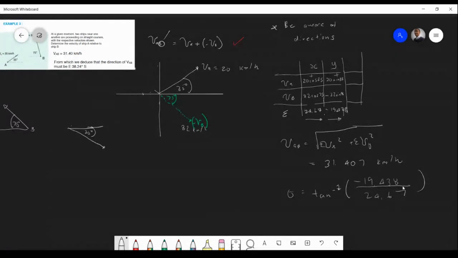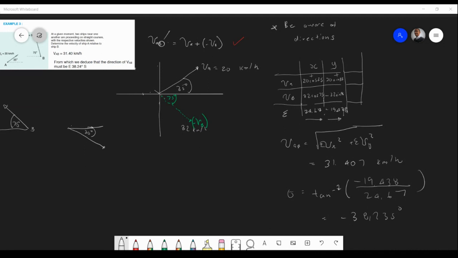Excuse me, I just got a sneeze here. 24.67. And what angle do I get? Is my angle right there? What angle did you guys get? 19.438 and 24.67 gives minus 38.235 degrees. Right, so we'll talk about what this means. Very, very important.